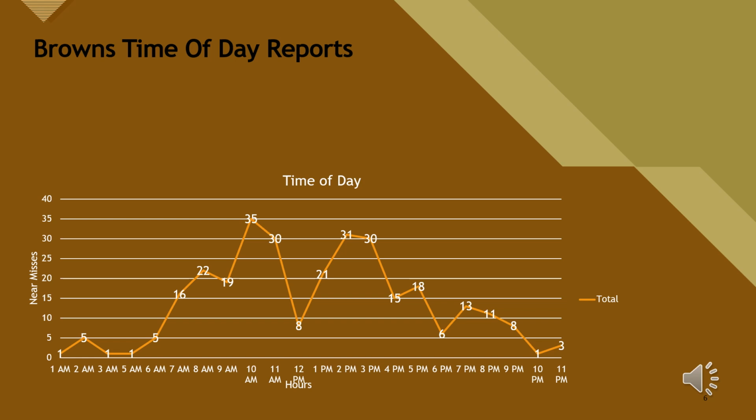So when you look at this graph, all you see is that there are 35 incidents being documented at 10 a.m. But why? Why are there so many incidents happening at 10 a.m. or 3 p.m. or 2 p.m.? Their valley is at noon. And when you think about it, why would they decrease so much in the middle of the day?